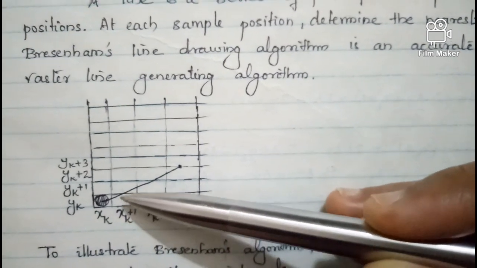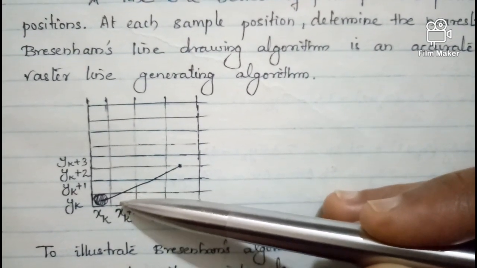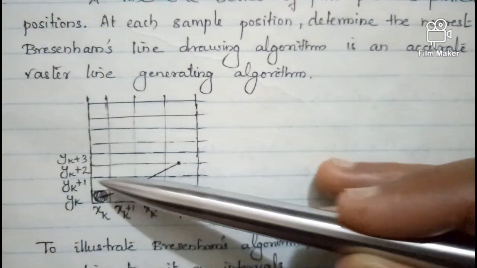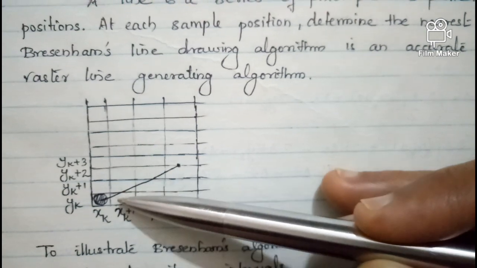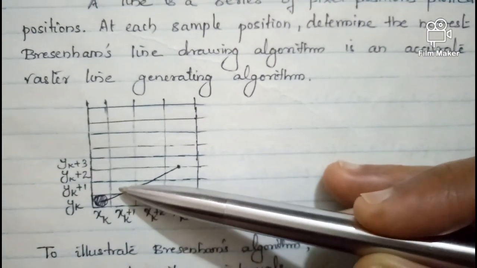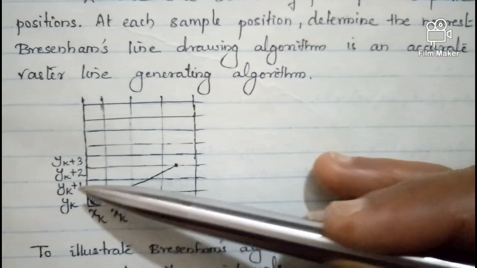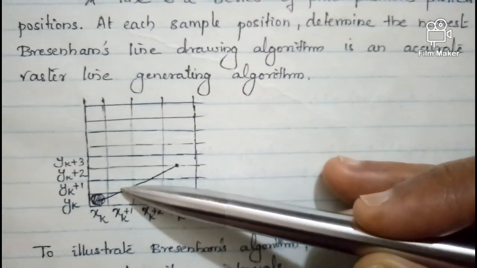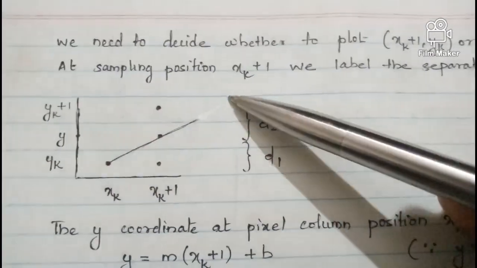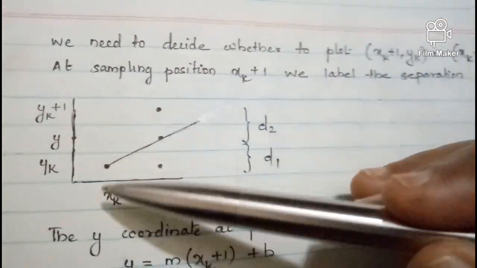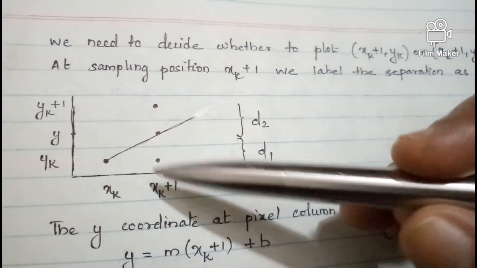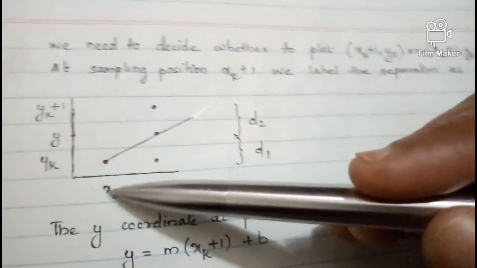But the confusion is whether to select this pixel, that means whether to select yk or to select yk plus 1. If I am selecting this pixel, then yk will be selected. Instead of this, if I am selecting this pixel, then yk plus 1 will be selected. So this confusion must be solved. To solve this confusion, let me draw the figure in a different way for both of our convenience.